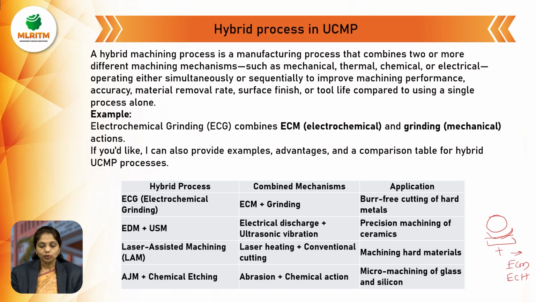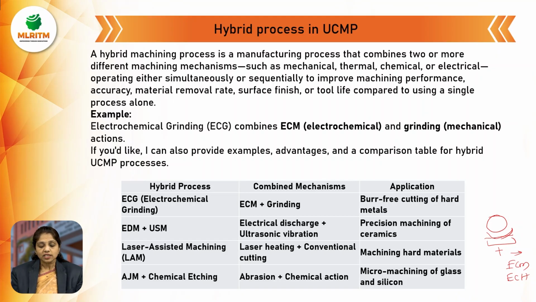Here are a few of the hybrid processes which I have mentioned, like electrochemical grinding, and a combination of electro discharge machining and ultrasonic machining. Electro discharge machining initially gives some level of accuracy. To get more accuracy, we can again put the same workpiece through this machining process, so that we can get a good surface finish. The workpiece will be a burr free surface, and we can even utilize it for hard materials.